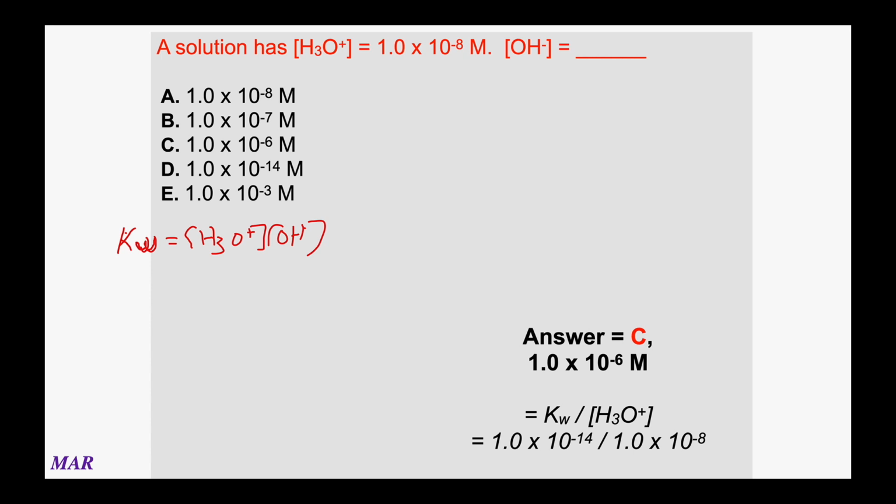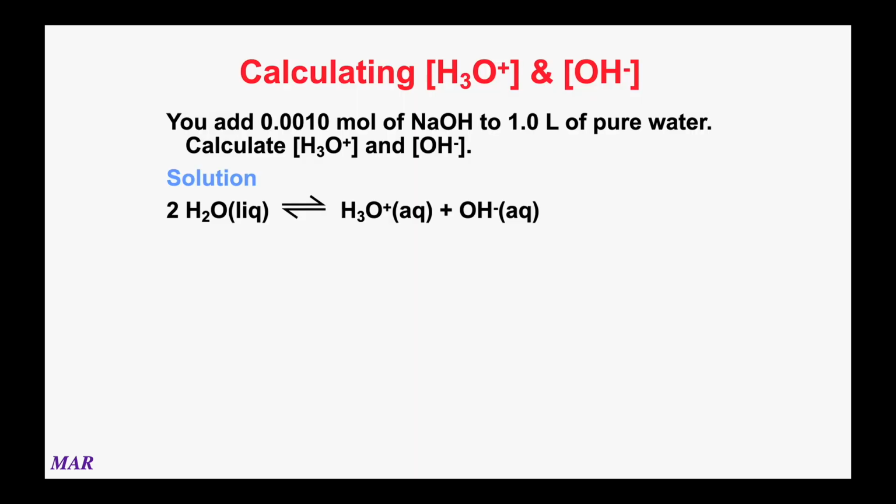Cool for school. So calculating the amount of acid and base, i.e. calculating the hydronium and hydroxide, is going to be really important. This is the kind of question you might run into. Let's say that you add 0.0010 moles of sodium hydroxide to a liter of pure water. We can use this information to calculate the hydronium and the hydroxide.